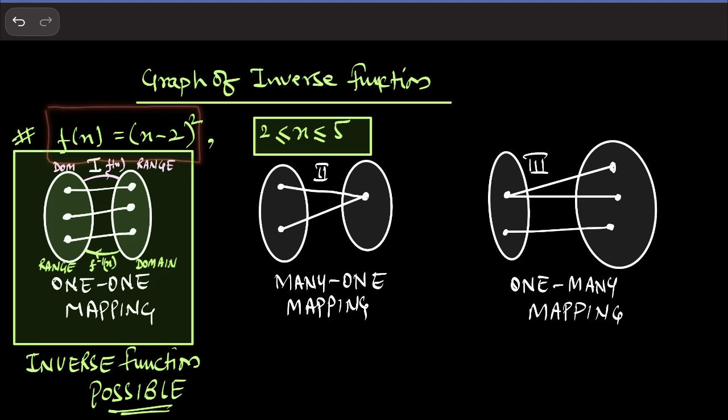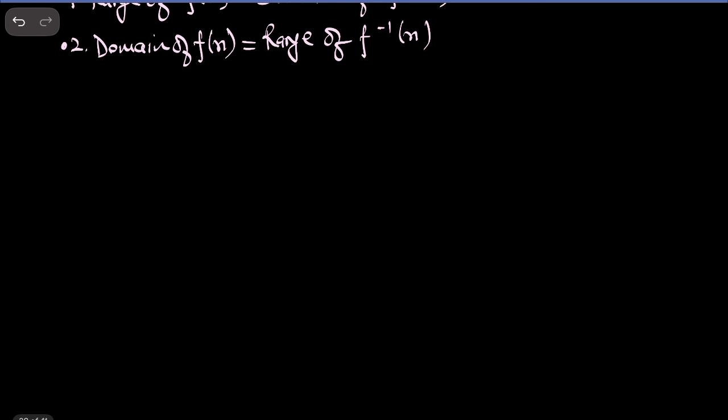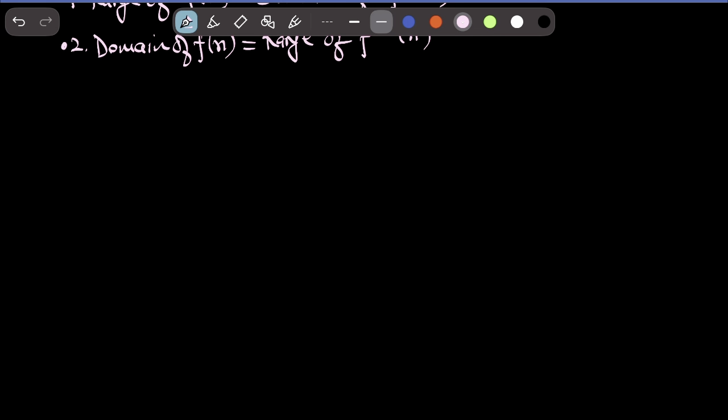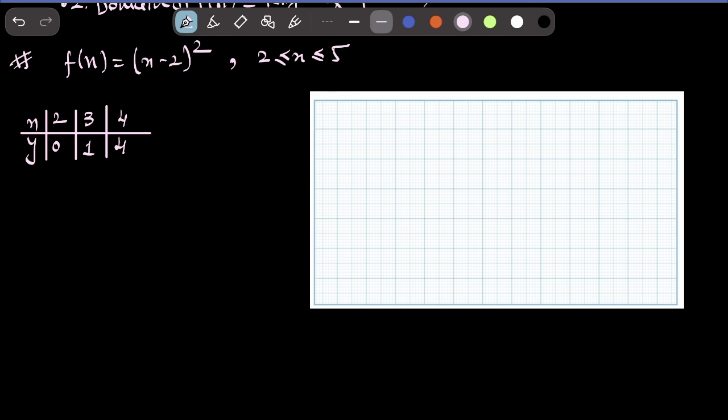f of x is equal to (x minus 2) whole square, right? So now let's take this particular case in which we are having a function f of x is equal to (x minus 2) whole square, and the input values are given as 2 to 5, right? So let's quickly make a graph of it first of all. Okay, so now we are having a graph in front of us and we are going to plot the graph of f of x is equal to (x minus 2) whole square. So let's quickly make axes on the graph.